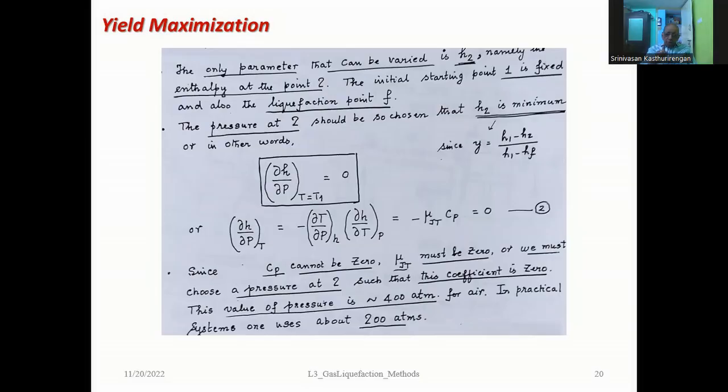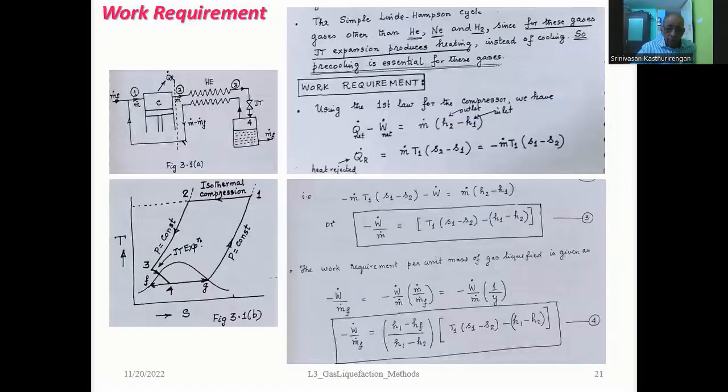So we must choose a pressure at the point 2 such that the coefficient is practically equal to 0. So the pressure should be such that at that particular point, the coefficient is 0. This is what you have to select, the pressure value. The value of pressure, which in this case is about 400 atmosphere for air, but in a practical system one uses around 200 atmosphere. So this is for the yield method.